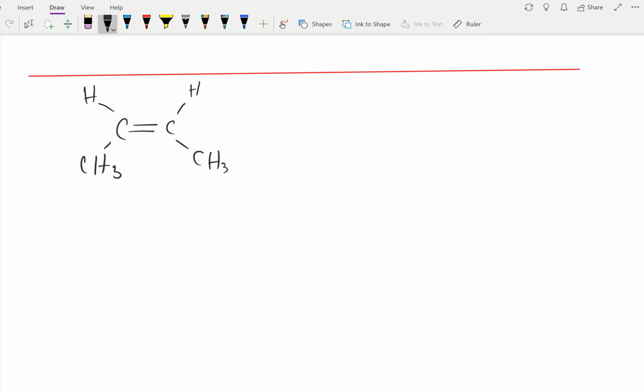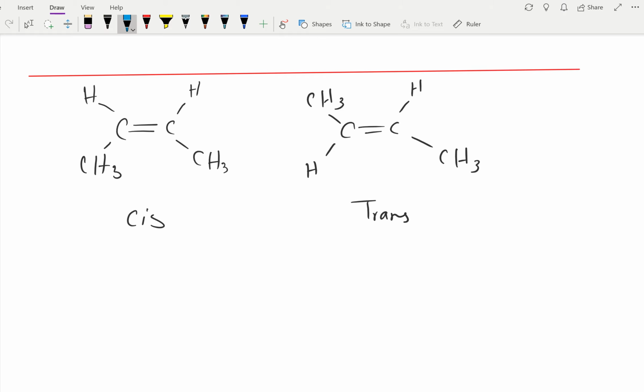So this is the cis format, with the C double bond C. If the same groups are on the opposite sides of the molecule, we will have the trans format. When we have the double bond, the molecule is locked at this position where we have the double bond. So we have either of these two structures, and we cannot have both of them in a single molecule.